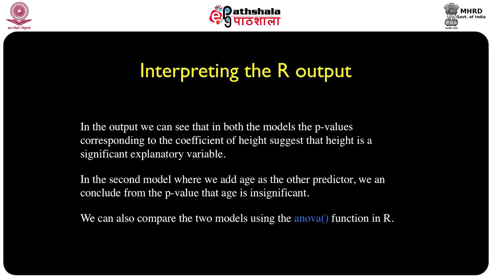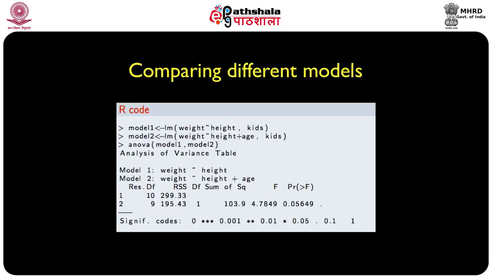We can also compare the two models using the ANOVA function in R. In order to do that, we first fit the two regression models. First, where there is only one predictor variable, height, and second, where height and age are both used as predictor variables.